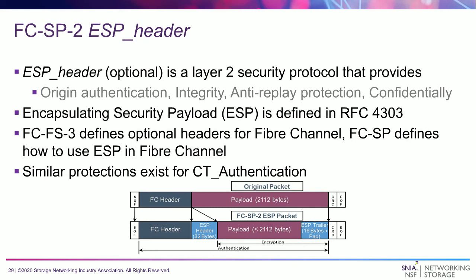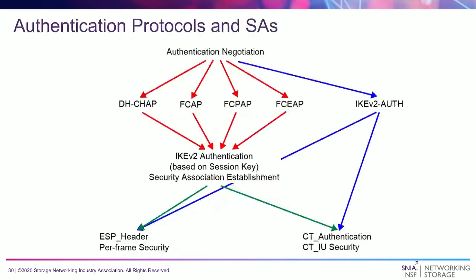One is CT authentication, and that's a common transport. It's a way that management commands can go through a Fibre Channel network, and that can be encrypted the same way. So it's very similar. We need to get a pre-shared key, which is the next piece.